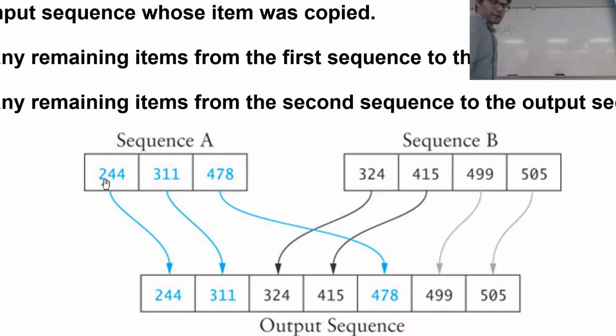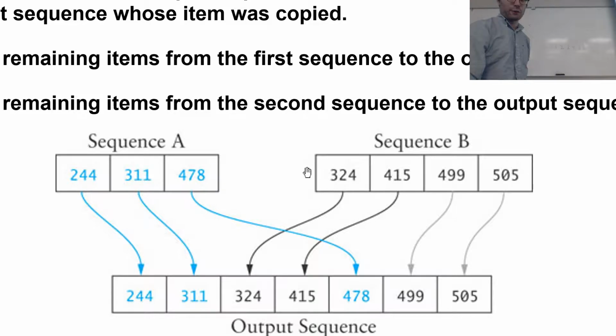So let me zoom in here. You've got 244, 311, and 478, and 324, 415, 499, and 505. So you look at the smaller one. Which one of these guys is smaller? 244 is smaller, so it goes in first. 244 is smaller than 324, so it goes in first. 311 is smaller than 324, so it goes in next. Then 324 gets compared to 478. 324 is smaller. 415 is smaller. 478 is smaller than 499, right?